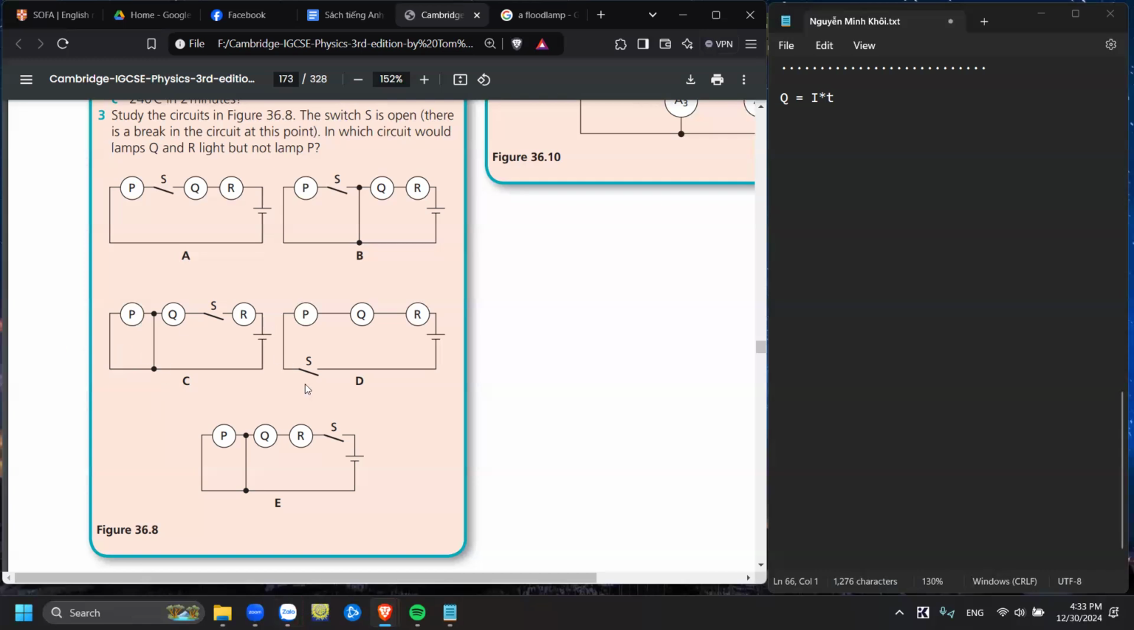Okay, so how about D here? D here is a series circuit. So you can say the flow of electrons will not flow because it has no escape, isn't it? Has no escape to go back to the battery. So it means that all the three lamps will not receive any current at all, isn't it? So all of them will not light up in D. Do you understand it?